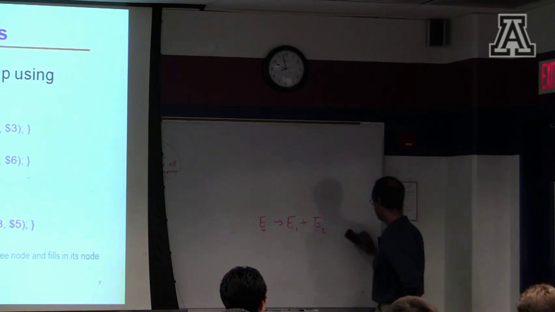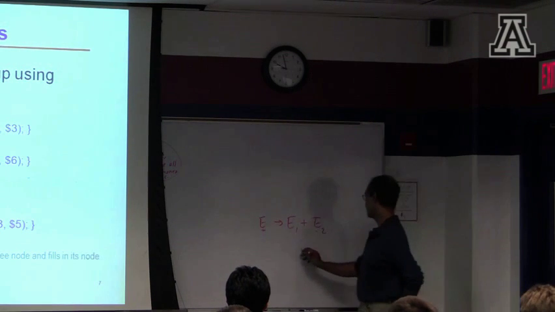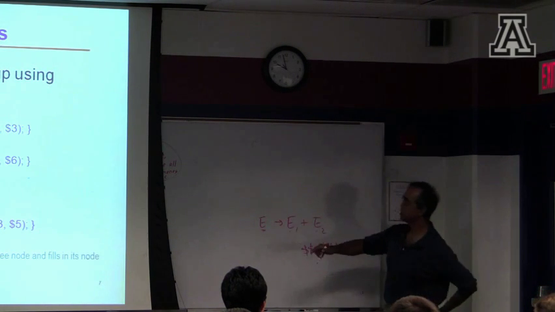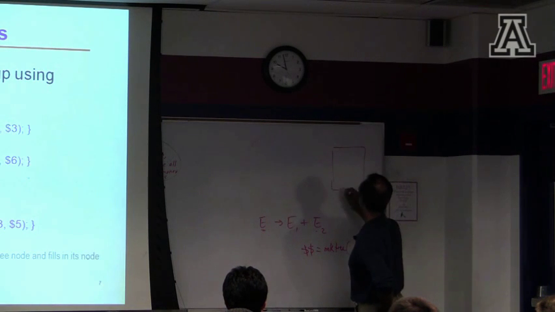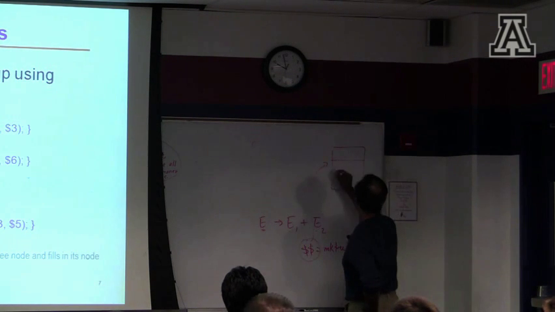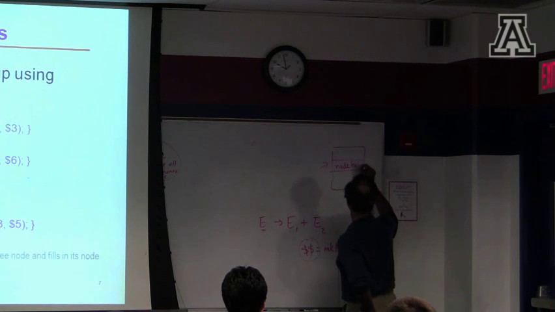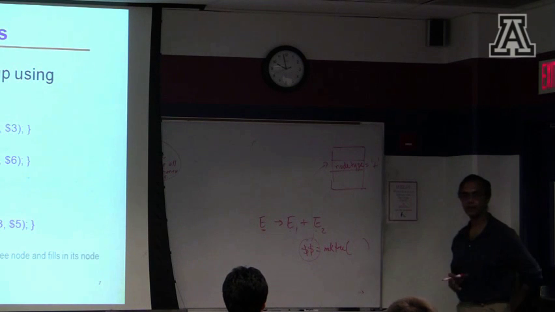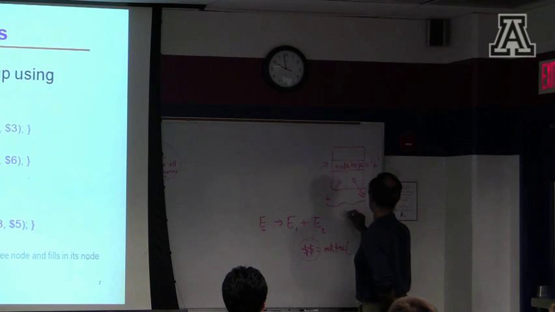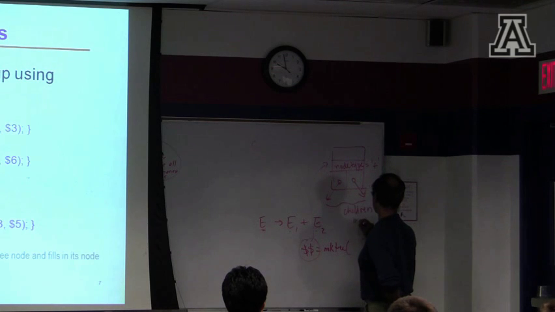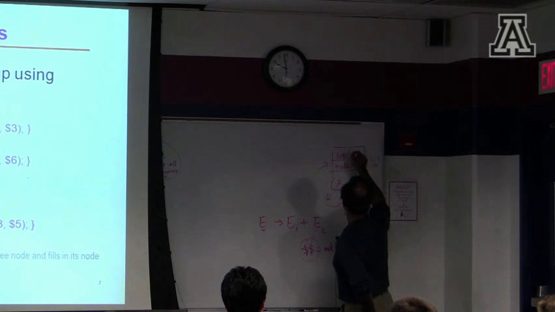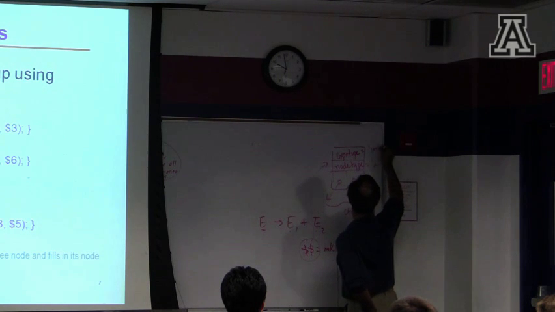For syntax trees and type checking, what I would do is $$ would be equal to make tree. So I would create a tree node of some kind. Here's what the tree node might look like. The tree node would have the node type. The node type here is plus. It would have pointers to the children. So these are children in the syntax tree. And it would have an expression type, which is equal to, in this case, int.